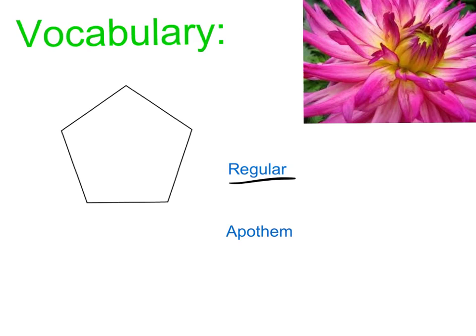Regular, if I were to say a regular polygon, all it means is that every single side is the same value. So for example, if this was 7.2 inches, and I knew it was a regular polygon, then I would know that every single side was also 7.2 inches. So what I'd like you to do is next to regular, write a definition.